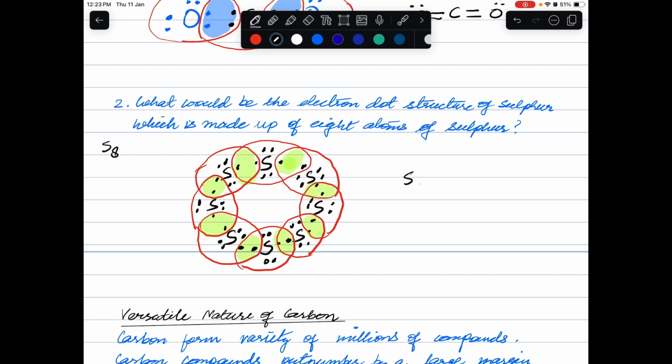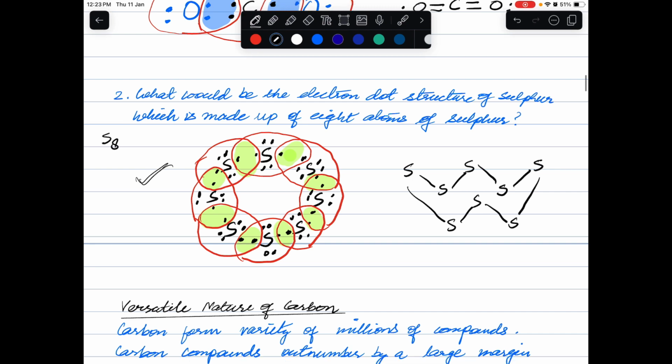So 1 sulfur atom, second, this is third, and we are having fourth, this is fifth, then we have sixth, this is seventh, and this is 8. So this is a twisted ring structure for S8 molecule, and this is the electron dot structure of S8 molecule.